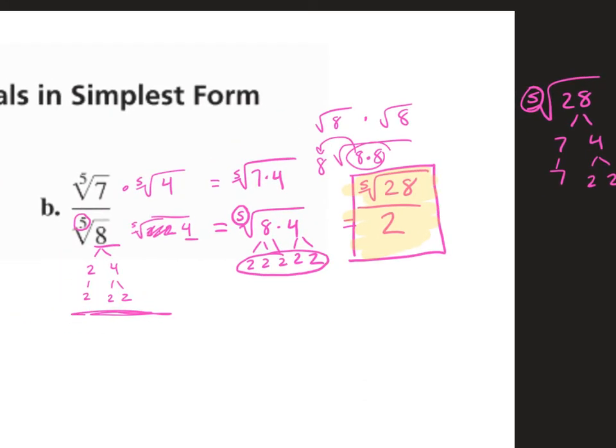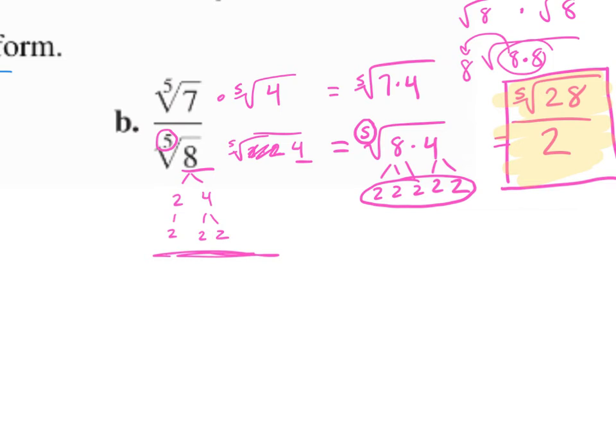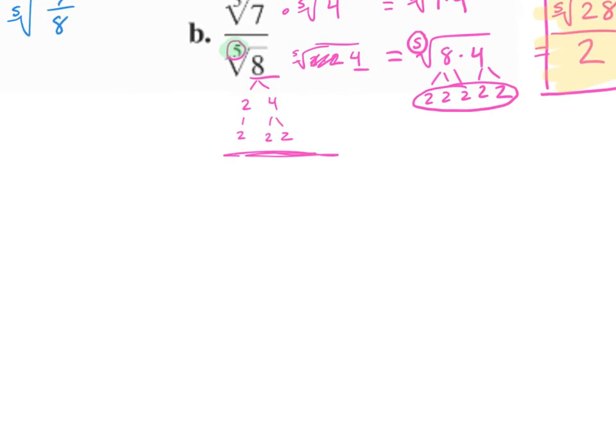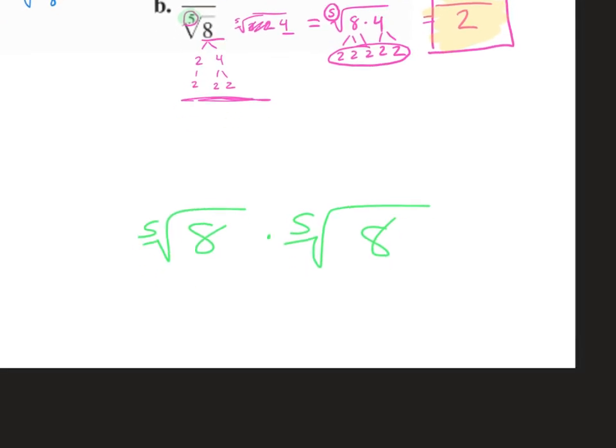Wait, but why did you multiply it by 4, like in the beginning? Because our goal is to get 5 of the same number under our root, so we can circle it and take out a whole number. So let's say we multiplied the 5th root of 8 times the 5th root of 8. If we combine these together, we have the 5th root of 8 times 8, which is 64.